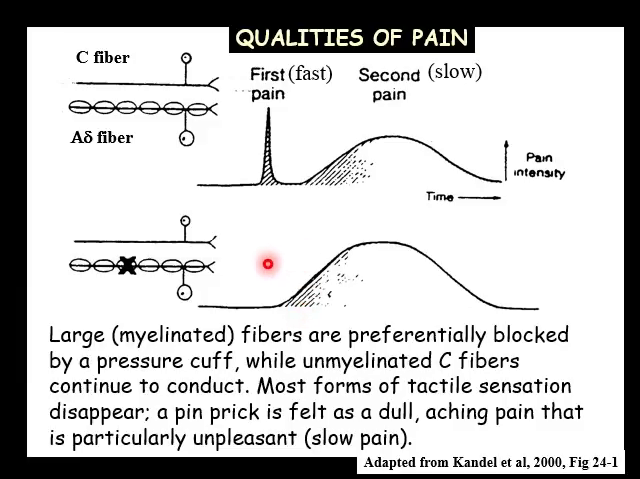Those two types of pain are dependent on somewhat different fibers within the peripheral nerve, and that is the large myelinated fibers are preferentially blocked by putting a pressure cuff on the arm, while the C fibers will continue to conduct. If you do that you'll end up, when you produce that hit with the hammer, eliminating that first fast pain, and yet you'll get the very long-lasting dull, more diffuse pain, and it's particularly unpleasant.